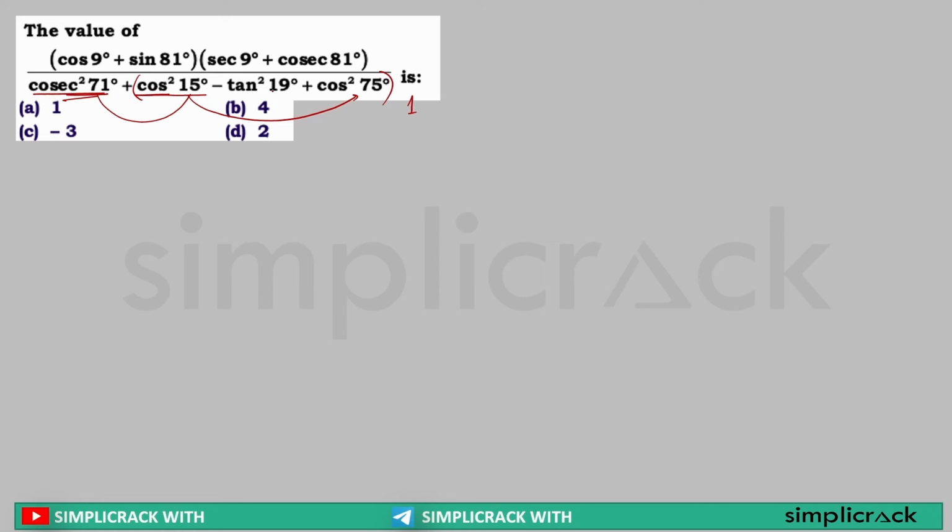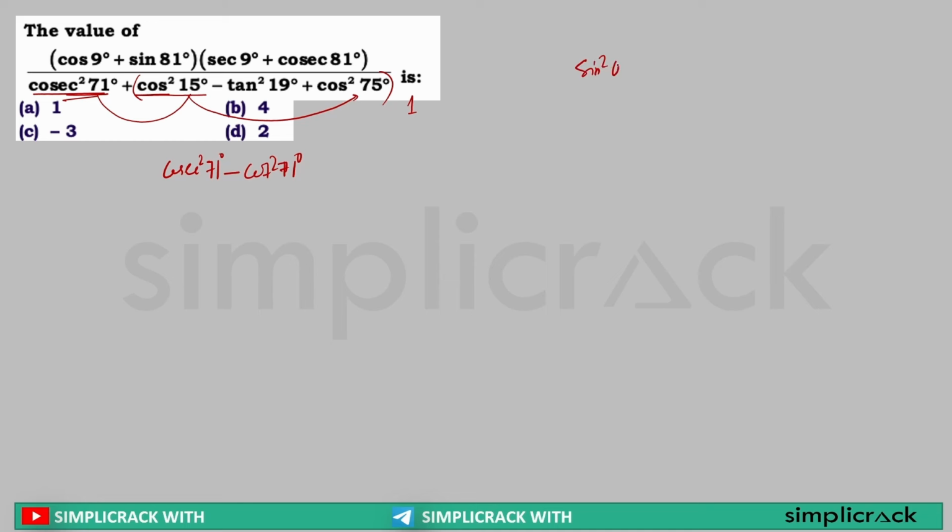Now what is here? Tan square 19 degree is equal to simply cot square 71 degree, because 90 degree minus 19 degree gives cot square. So this is what? Cosec square 71 degree minus cot square 71 degree. Yes or no? Clear? Now understand this. Let me tell you this rule.